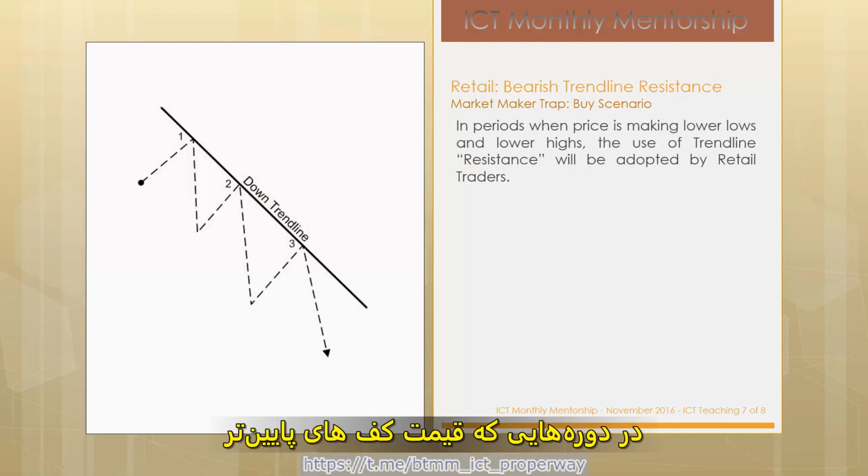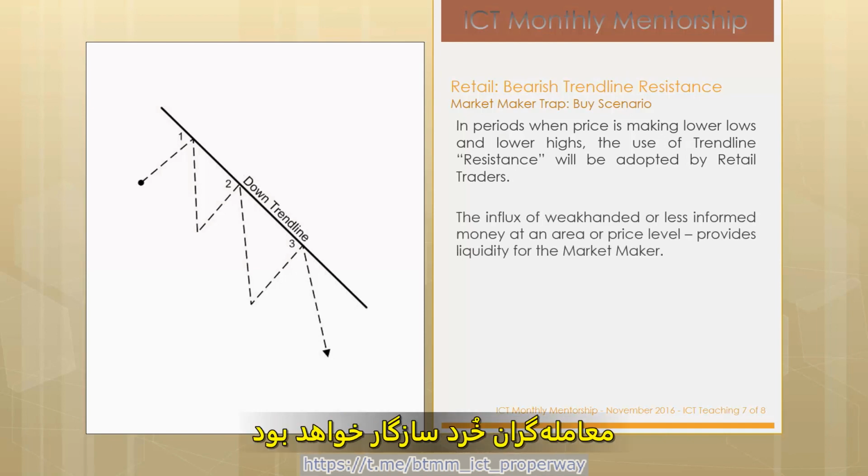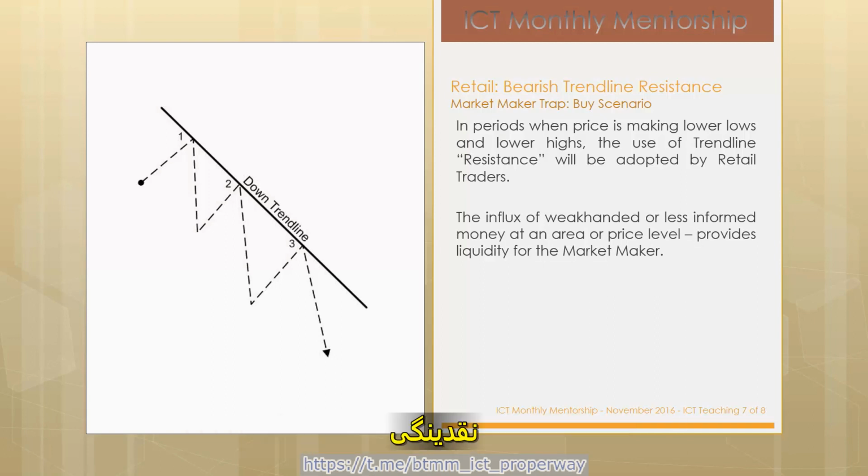In periods when price is making lower lows and lower highs, the use of trendline resistance will be adopted by retail traders. The influx of weak-handed or less informed money at an area or price level provides liquidity for the market maker.